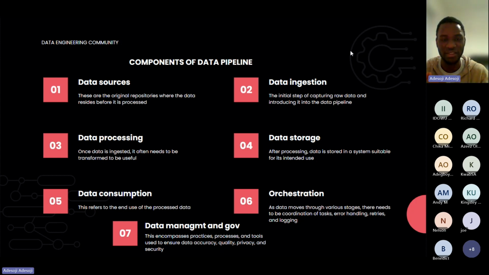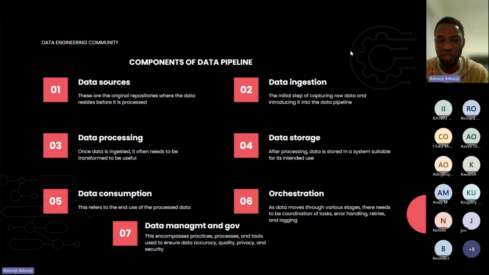Now, moving forward, data processing. Once data is ingested, it often needs to be transformed to be useful. Data in its raw form is usually not useful. Most of the time, there needs to be processing, there needs to be transformation going on for that data to be useful. So after you ingest data into your pipeline, you transform it. It can be in the form of cleaning, schema validation, anything. So processing is a transformation layer whereby you transform your data and make it more usable.